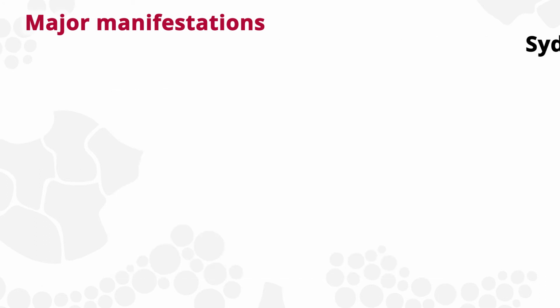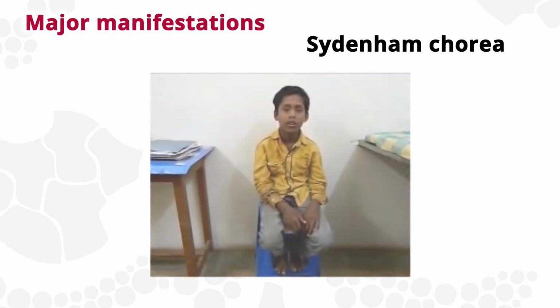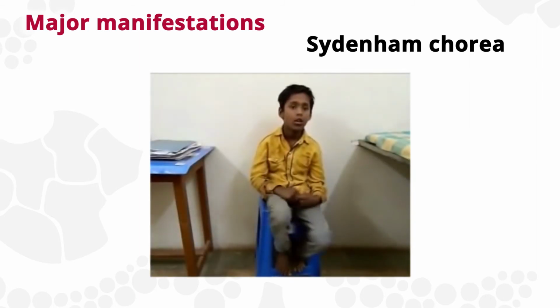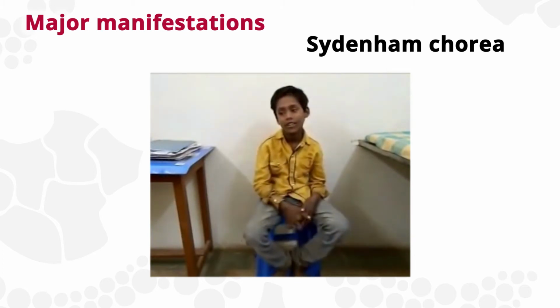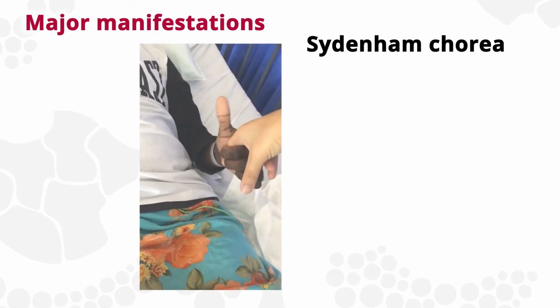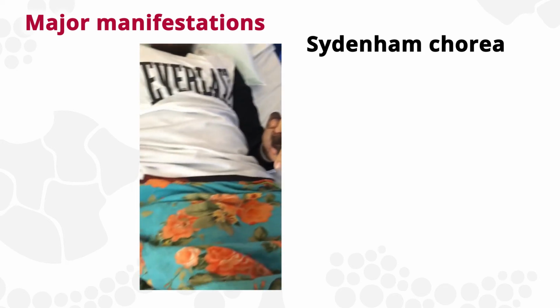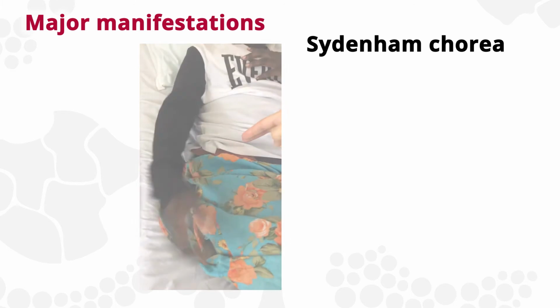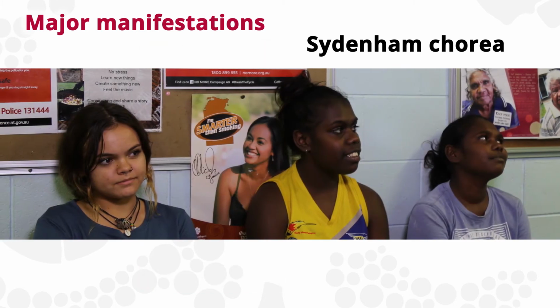The next most common major manifestation is Sydenham chorea. This can occur months after the initial strep A infection, therefore it can be used alone to diagnose ARF. It appears as jerky, uncoordinated movements, especially affecting the hands, feet, tongue and face. Sydenham chorea is more common in adolescent girls and can be very distressing.